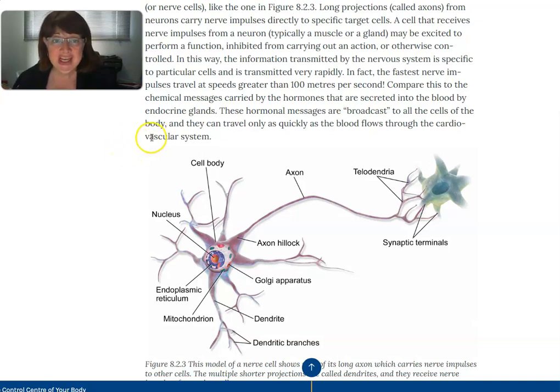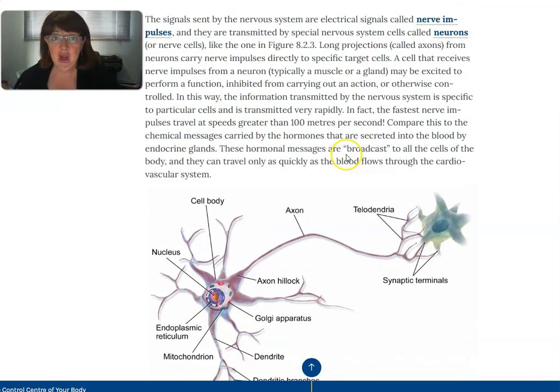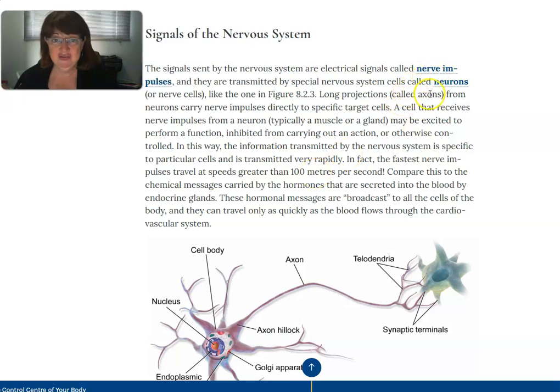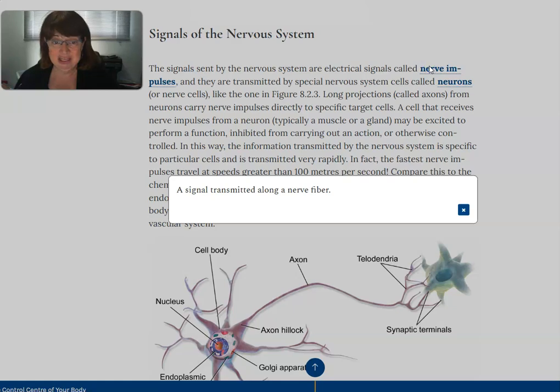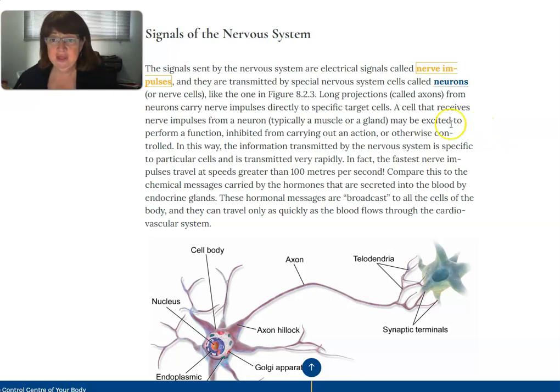So when we are looking at the nervous system, it is very fast, but it's very short-lived, and the response is very local. But this is a way to communicate in a small way with very specific cells, and very rapid. So you wanted to know the definition of a nerve impulse, and a nerve impulse is the signal transmitted along the nerve fiber. The neuron is the specialized cell that it is sent through.